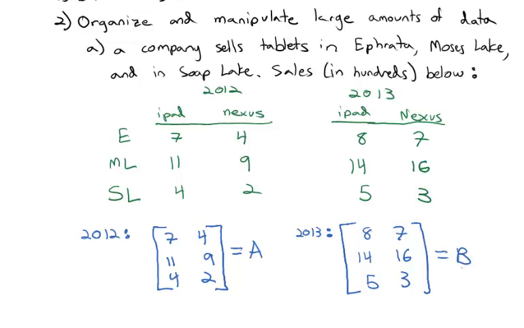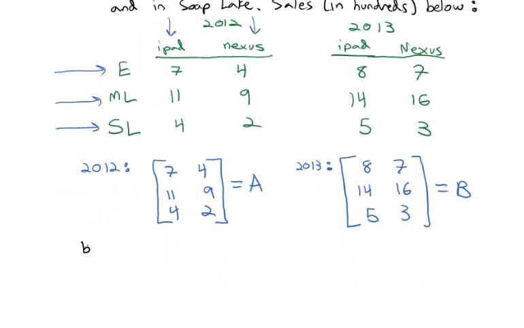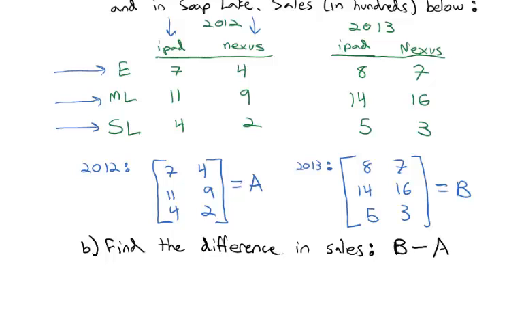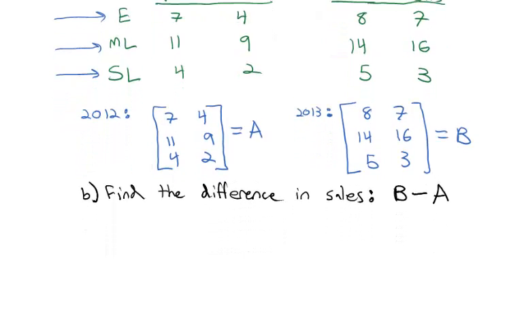So now we've got these two matrices, and we know that the first row is Ephrata, the second row is Moses Lake, the third row is Soap Lake. The first column is your iPads, and the second column is the Nexus. We can manipulate this in several ways now. Let's say we want to find the difference in sales. We want to know basically how much B has increased over A. Basically, we're taking matrix B and we're subtracting matrix A.